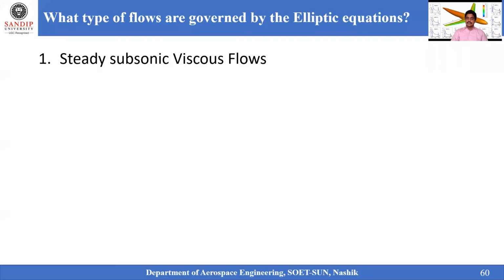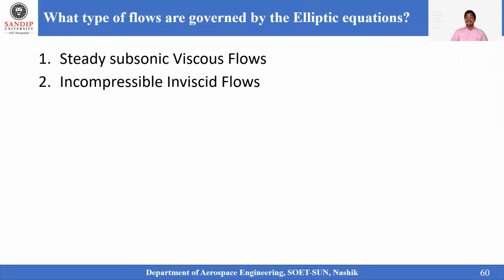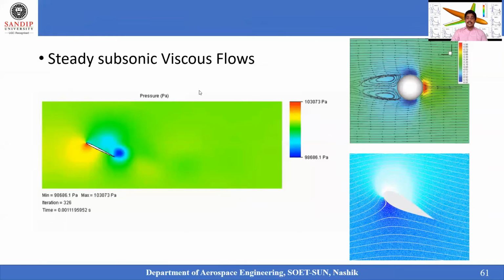One is steady subsonic viscous flows, and the other is incompressible inviscid flows. These are the best examples that can be solved by using the elliptical equations. Now here on screen I have brought some steady subsonic viscous flows. What exactly does viscosity change in the fluid?